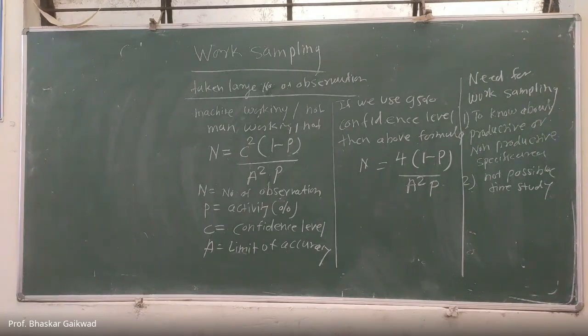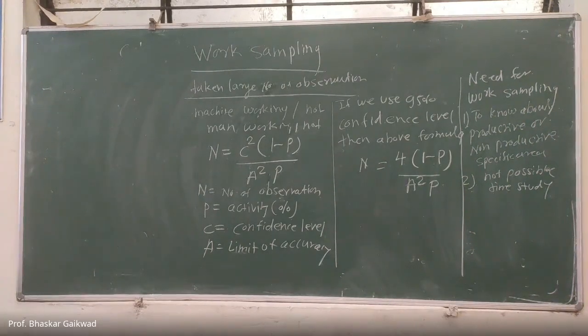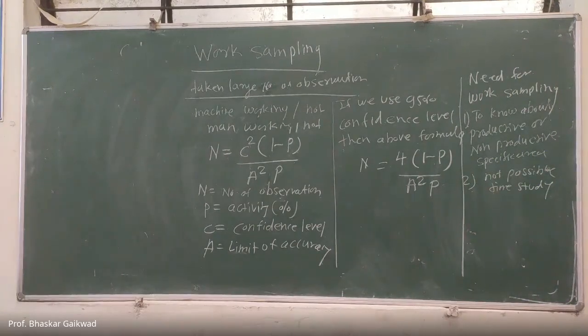But we can use work sampling where time study is not possible, and it is not possible in continuous or mass production. Under such a situation, we can make use of work sampling. So the second advantage, or second need of work sampling, is that we can use it where time study is not possible. Now third, estimate the percentage utilization of machines, cranes, trucks.